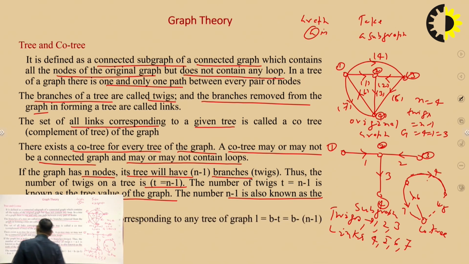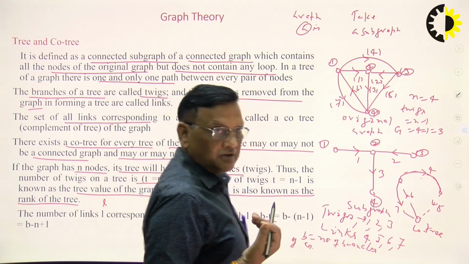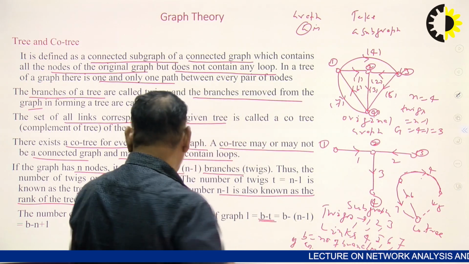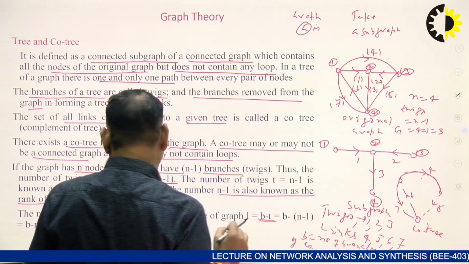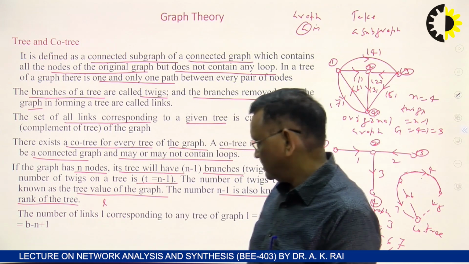And the number of links, that is L, corresponding to any tree of the graph is B minus T. B is the number of branches of the original graph G. How many branches are there? There are 7 branches. And how many twigs is T? Twigs is 3. So 7 minus 3 is 4, so the number of links will be 4. So L is B minus N plus 1. So these are the relationships between how many twigs and how many links we can get.